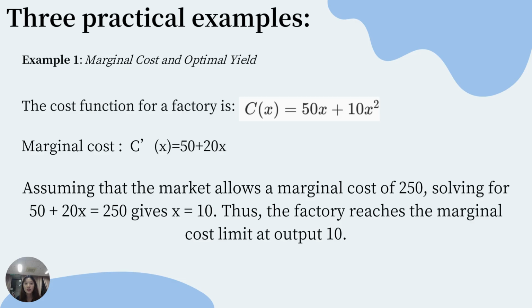Three practical examples. Example 1: Marginal cost and optimal yield. The cost function for a factory is given by this function, and the marginal cost is the derivative of this function. Assuming that the market allows a marginal cost of 250, solving for this function gives x equal to 10. Thus, the factory reached the marginal cost limit at output 10.